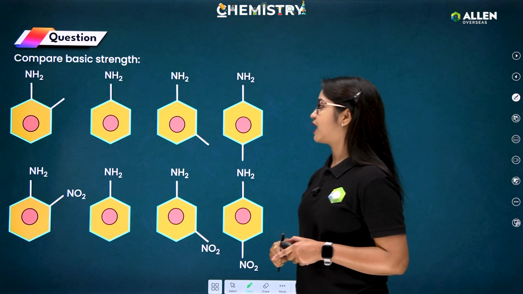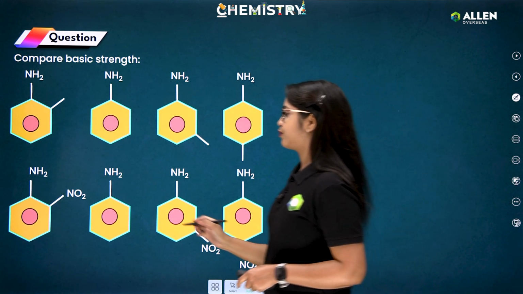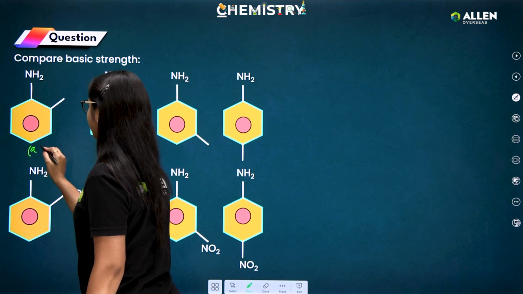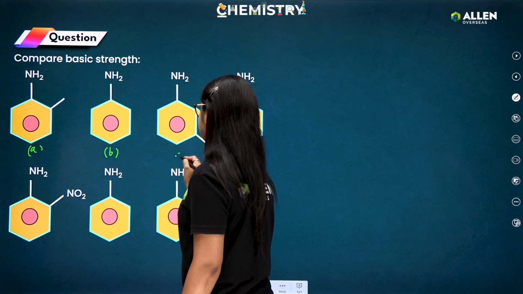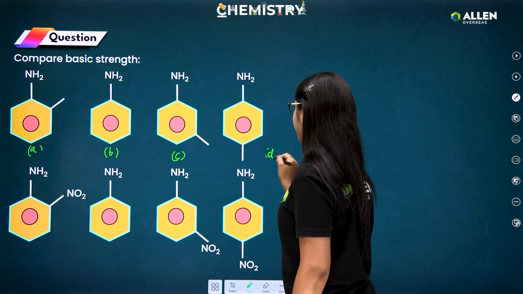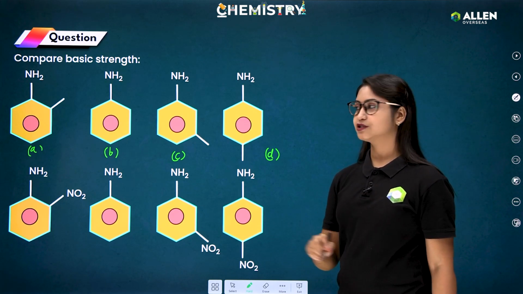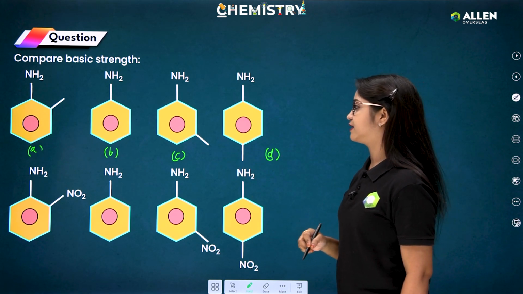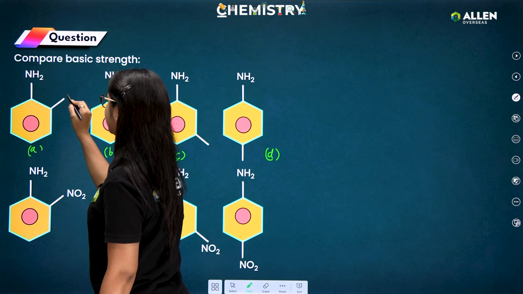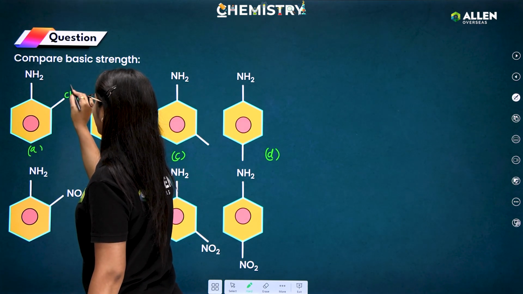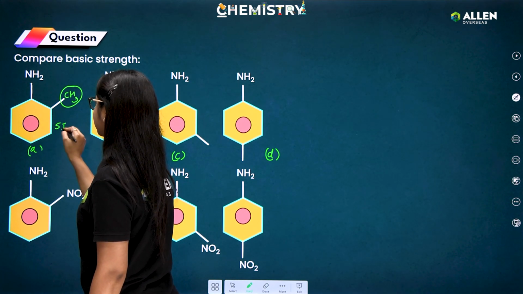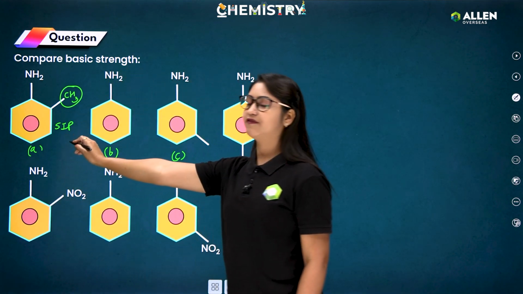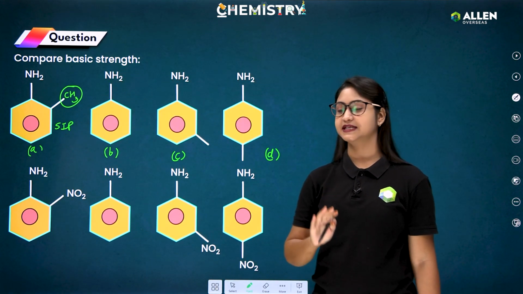Okay. So let's see the question related to this effect now. Here you have these two questions. So suppose this is A, this is B, this is C, and this is D. We have to compare the basic strength. So you can see all are aniline derivatives. In the first one you have methyl at the ortho position. That means the SIP effect is working. Due to the SIP effect, we know the basic strength becomes least.